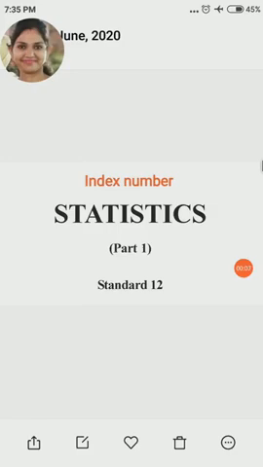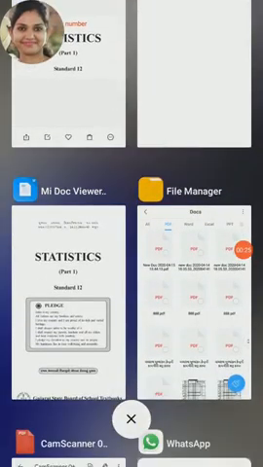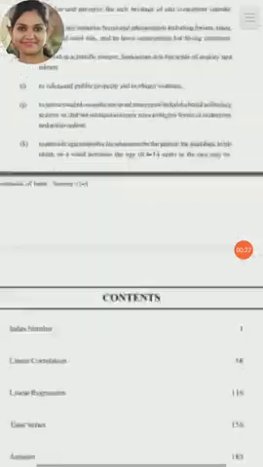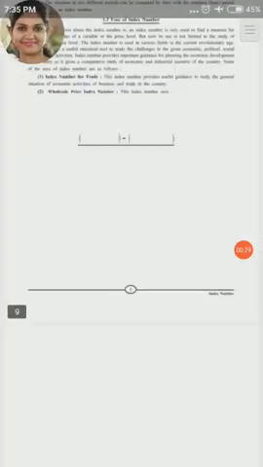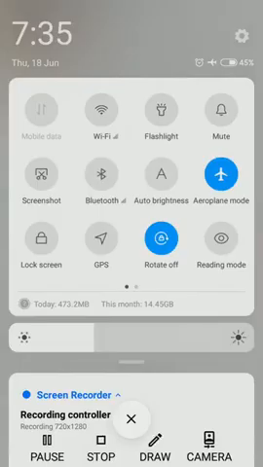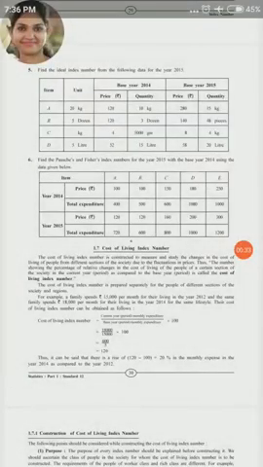In the previous lecture, we started exercise 1.3 and completed questions 1 to 4. Today we will study question number 5 and question number 6. So come to page number 30 in the textbook. See girls, question number 5.